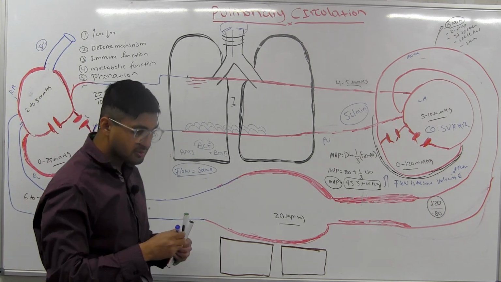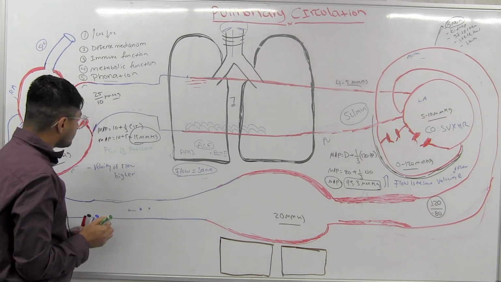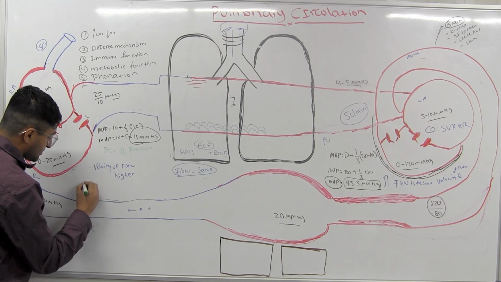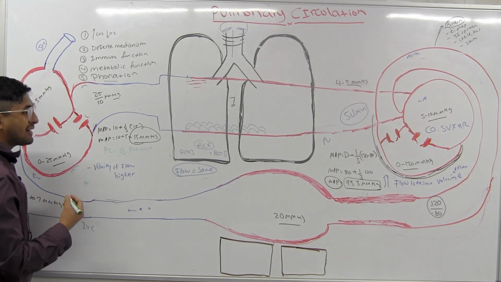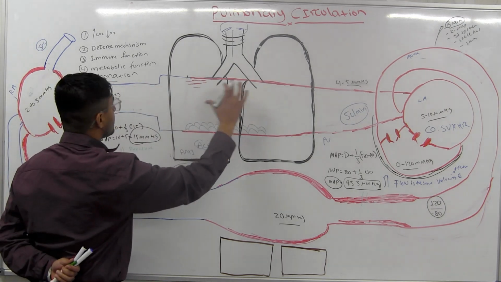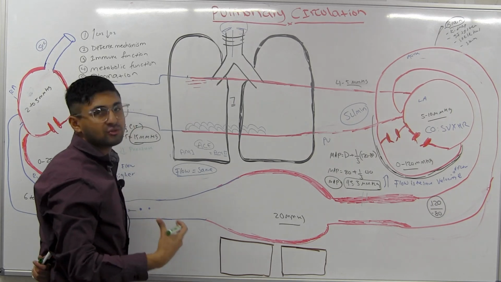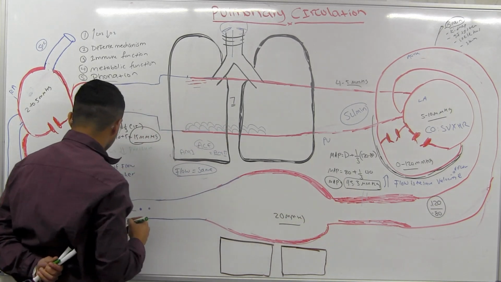Now we have to talk about the resistance, because that's also very important. What happens to the resistance? That's something we have to understand. What does the resistance tell you? Whenever we talk about resistance on the pulmonary side, we call it pulmonary vascular resistance, and on this side we call it systemic vascular resistance, right?